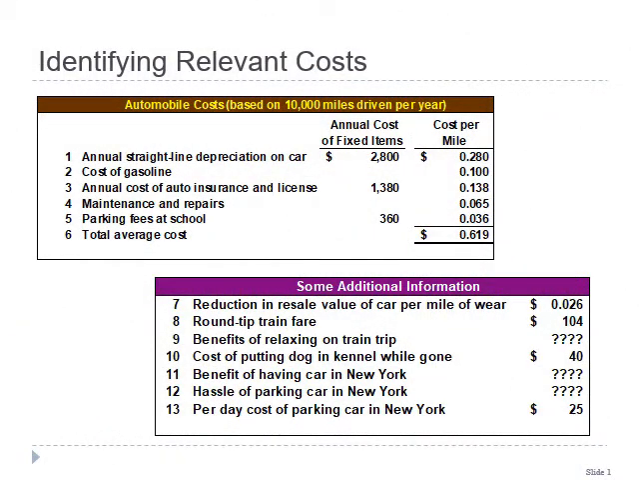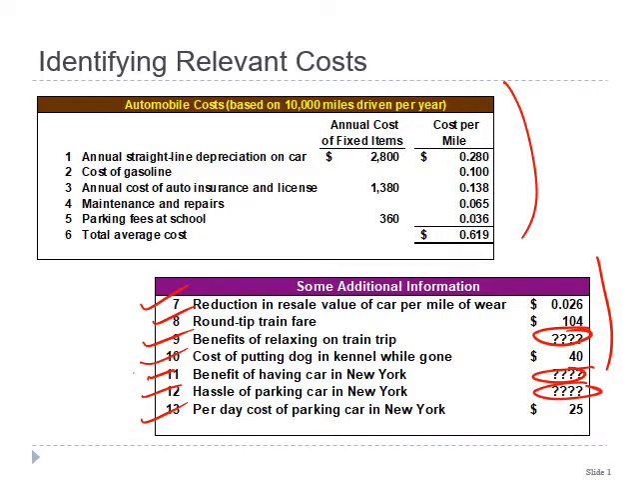So back to our Cynthia example. Cynthia has also gathered additional information to aid in her decision, such as the reduction in resale value per mile driven, round trip train fare, benefits of relaxing on the train trip, cost of putting the dog in a kennel while gone, benefit of having a car in New York, hassle of parking the car in New York, and per day cost of parking the car in New York. Some data is missing, which means these are benefits we cannot convert into numbers, right? Some are measured and some can't.